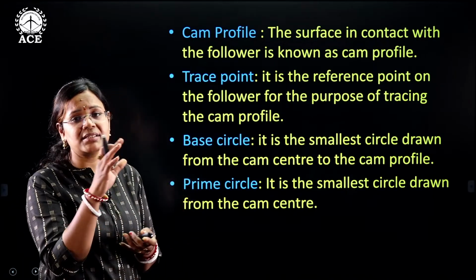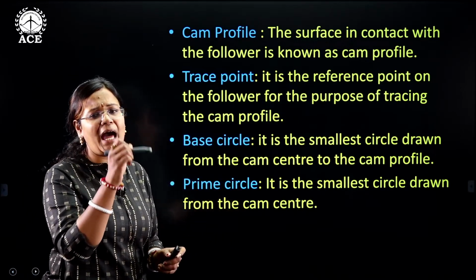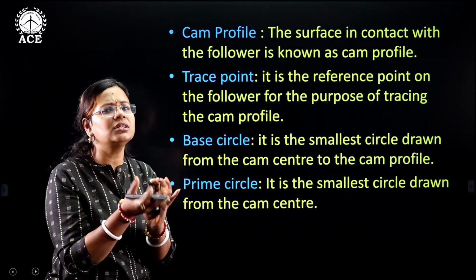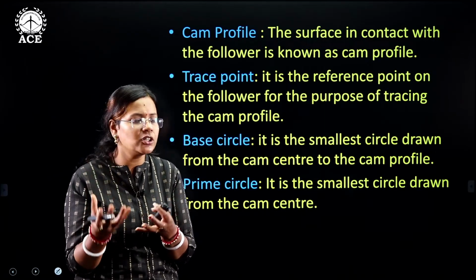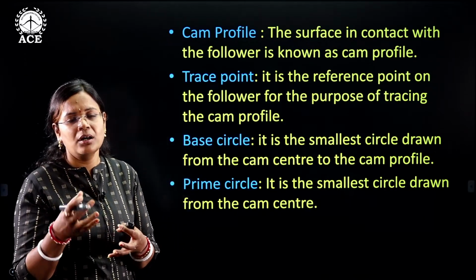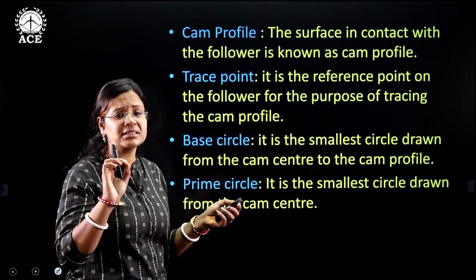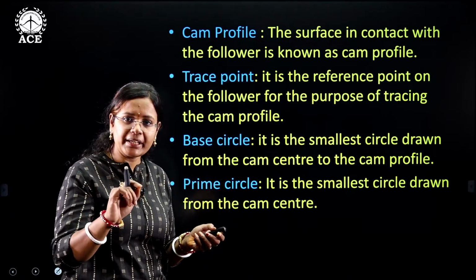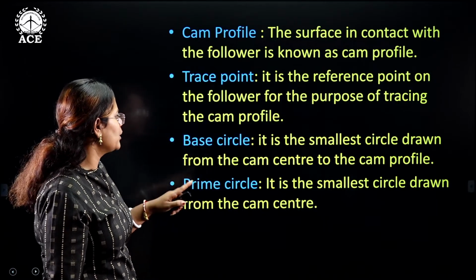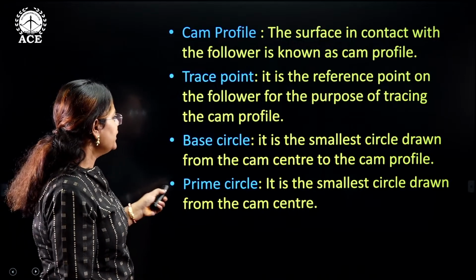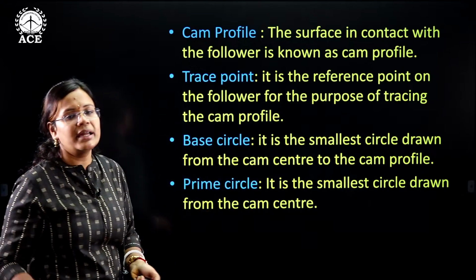Base circle: it is the smallest circle drawn from the cam center, because a cam is not necessarily circular in shape. It can be of different shapes, such as drop shape, pear shape, and wedge shape. There are different types of cams classified. So the base circle is the smallest circle drawn from the center of the cam. Next, the prime circle, which is the smallest circle drawn from the cam center.